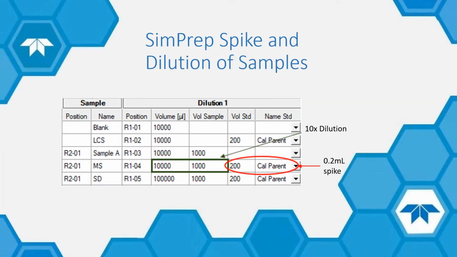The next thing that we wanted to do with this is we actually used it to do some spike testing. So here's a little screenshot from the software. You can see the LCS, that's our laboratory control sample. That was essentially just our standard diluted with a 2 ml up to 10x dilution. Then we have a raw sample, and then we did a matrix spike and a spike duplicate based on that initial sample A there with the same 0.2 ml spike for both the MS and the SD.